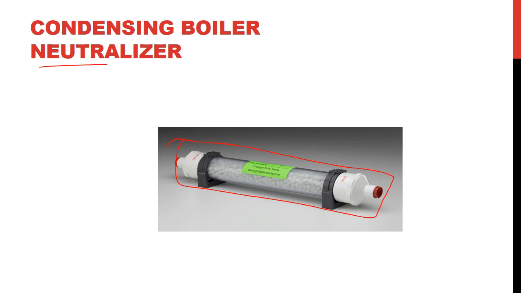They also call it the neutralizer because whatever acidity comes out from the flue gas pipes condensate can be neutralized using those pellets in here, and eventually these will be changed once a year or so.